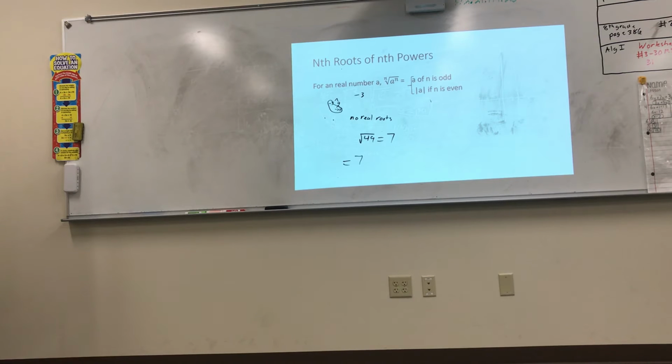Alright, for the nth root of nth powers, for any real number a, the nth root of a to the n is a when n is odd. So whenever it is odd, your a will be whatever it comes out to be. When n is even, it's got to be the absolute value of a. So it's always got to be a positive number.